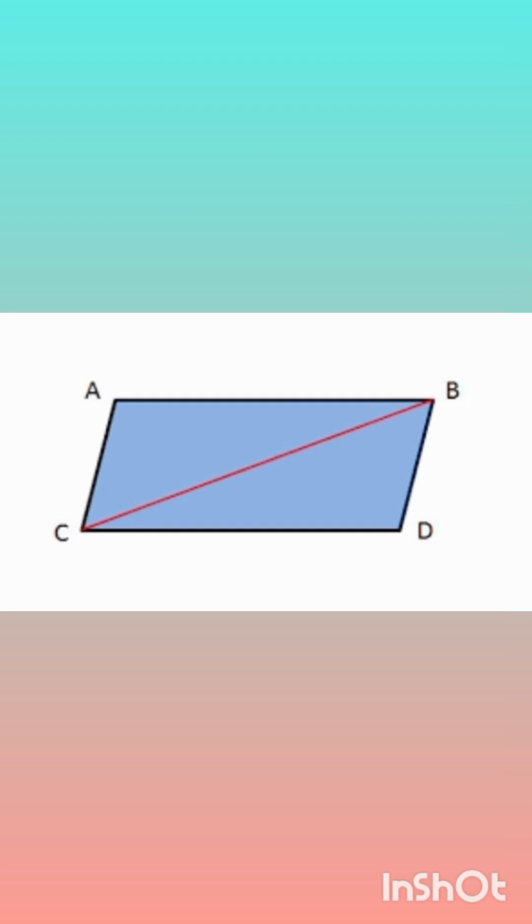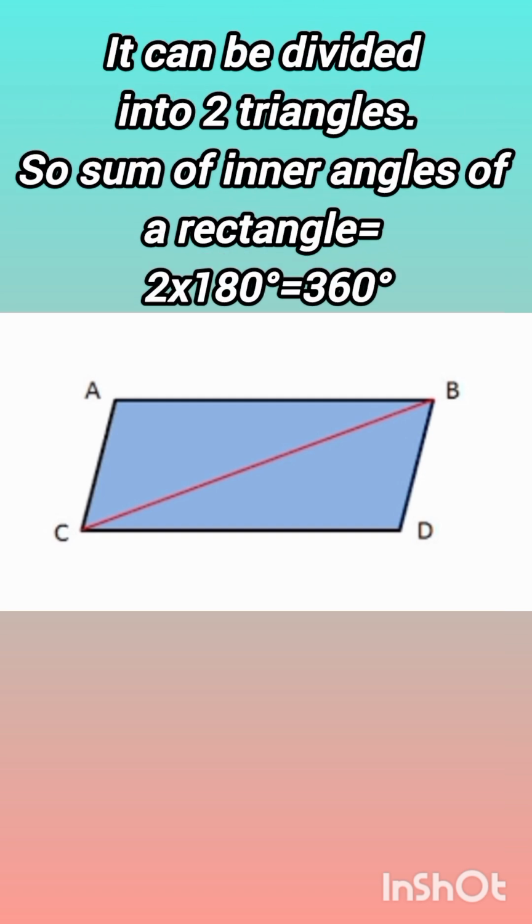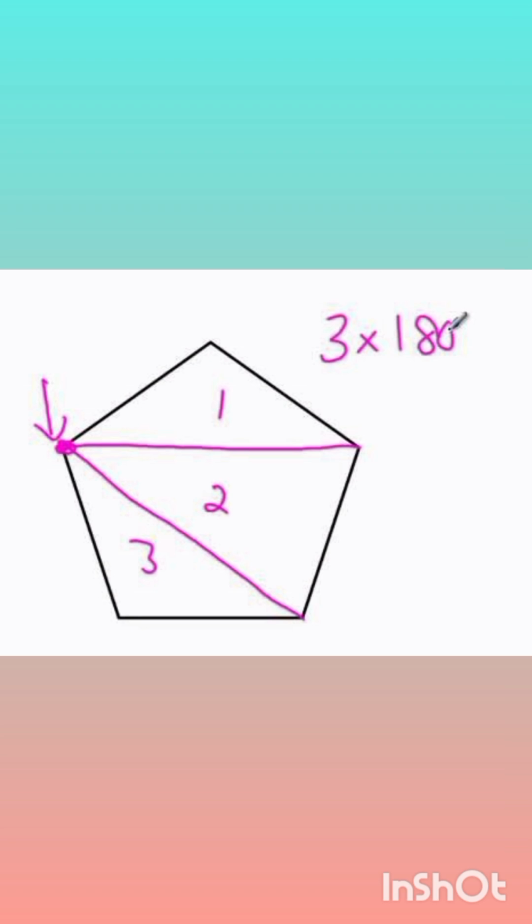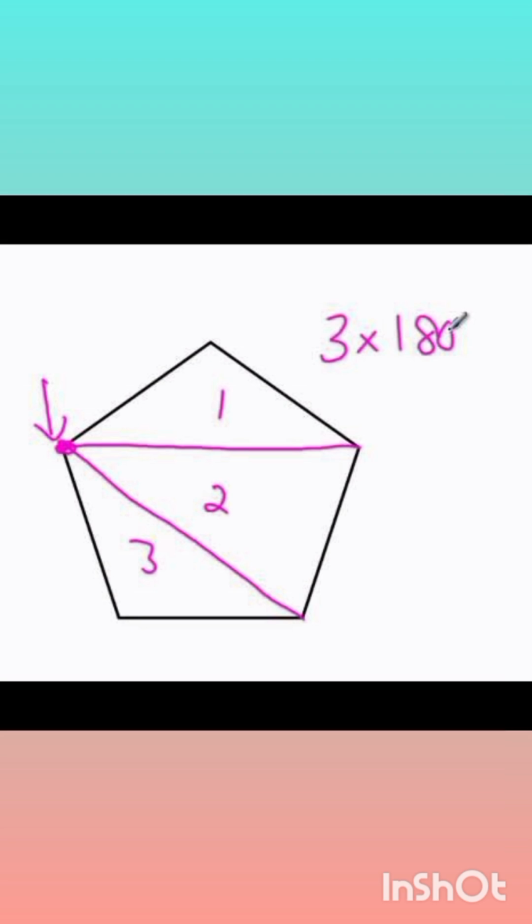So using this concept we can find the sum of inner angles of different types of polygons. For that, first we consider a rectangle. Look at this rectangle. Actually this rectangle is formed by two triangles. We already studied that for every triangle the sum of inner angles is always 180 degrees. So if it has two triangles, the sum will be 2 into 180 degrees, which is equal to 360 degrees.